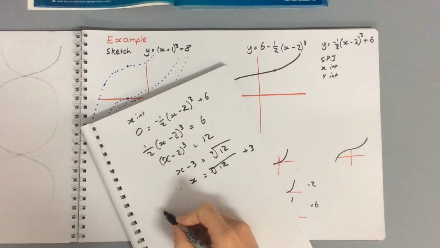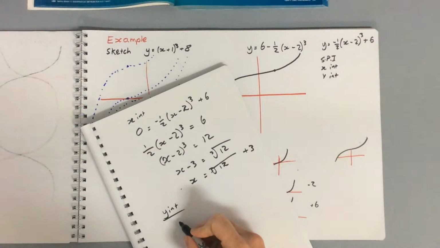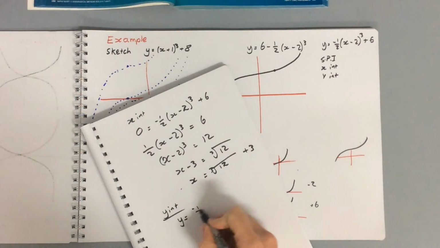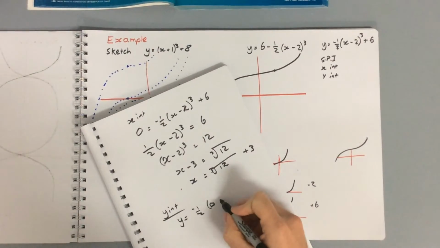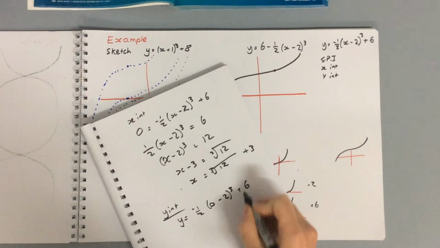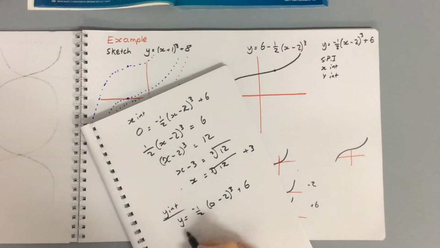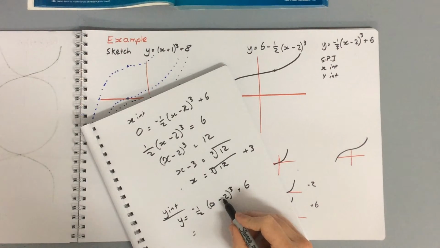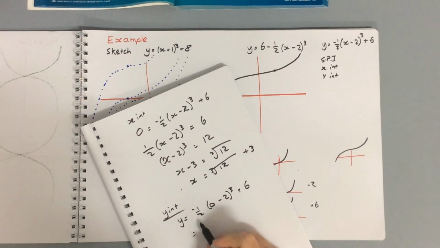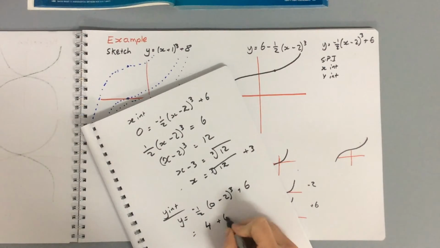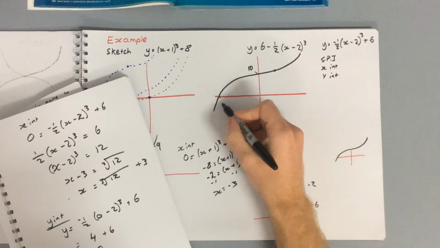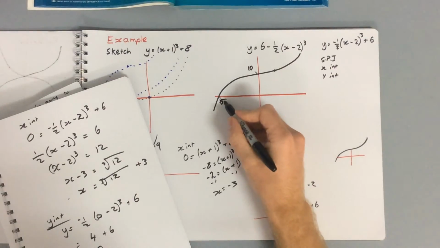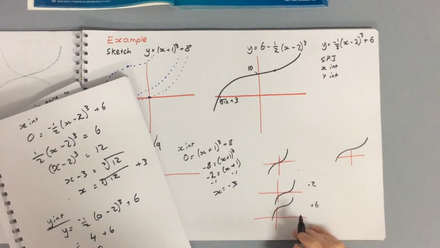Now y-intercept, we'll have y equals minus a half x, which is 0 at the y-intercept, so we'll put 0 minus 2 cubed plus 6. Minus 2 cubed is minus 8, times by minus a half gives us positive 4, plus 6, so our y-intercept is actually 10. So here's our y-intercept at 10. We've got the cube root of 12 plus 3, not very nice.